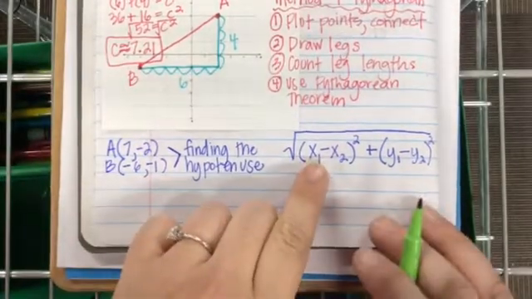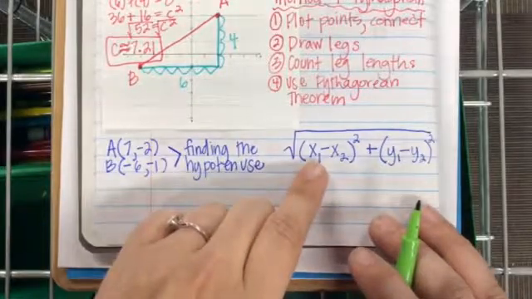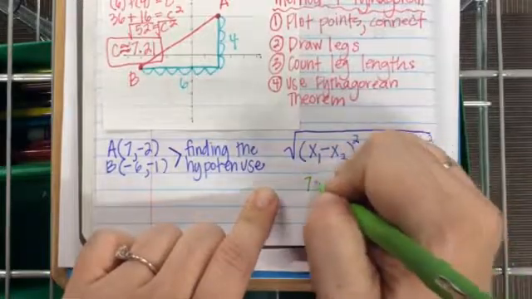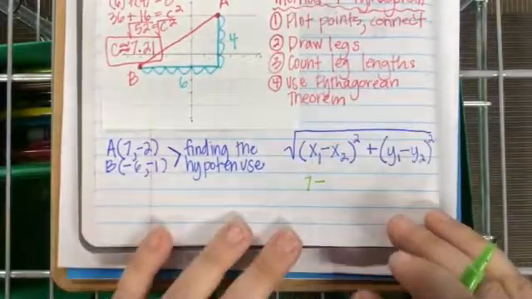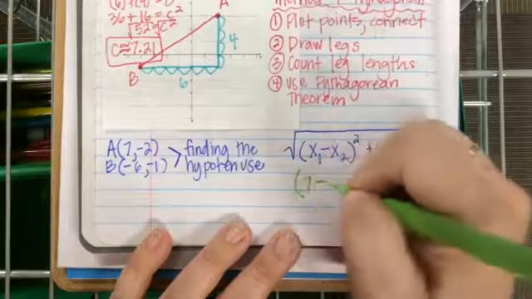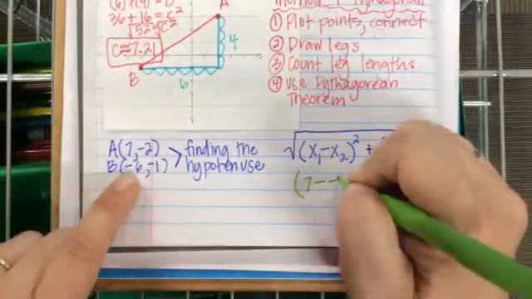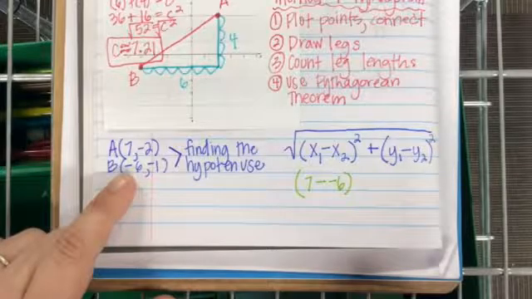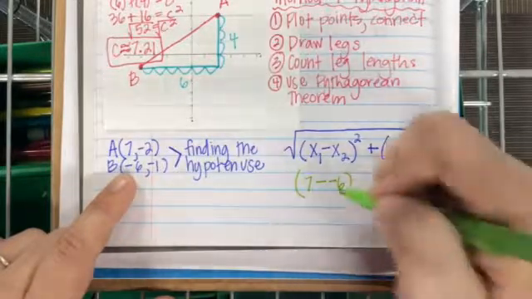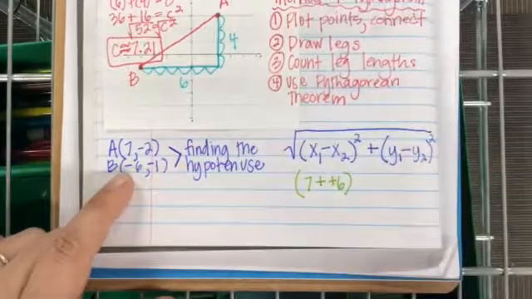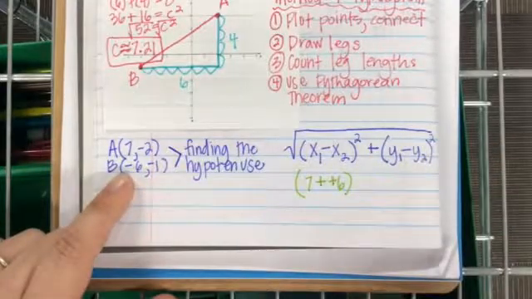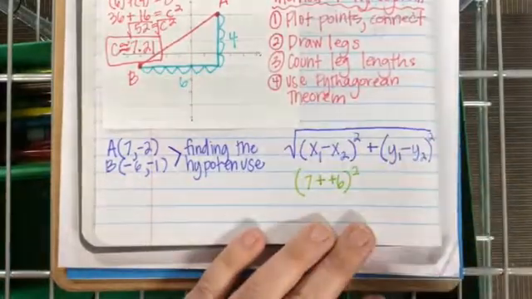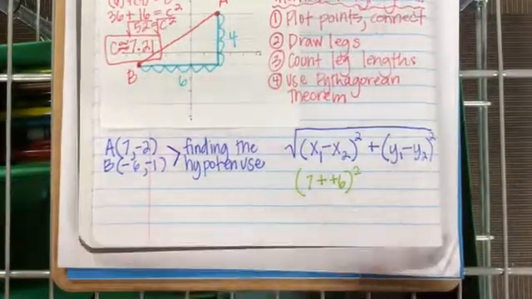What's the x from the first ordered pair? 7. Minus, what's the x from the second ordered pair? -6. Negative, negative makes a positive. Squared.